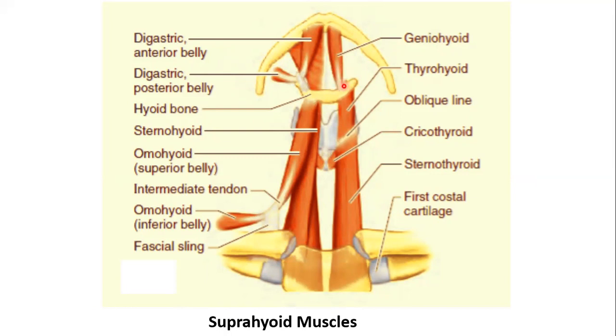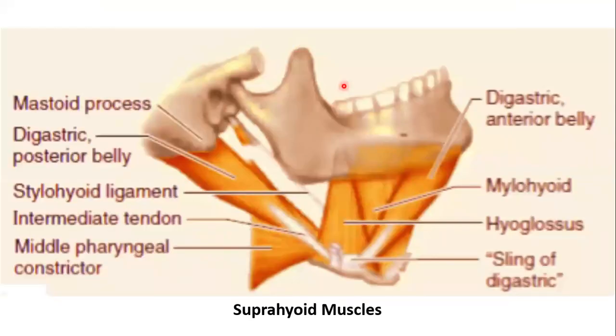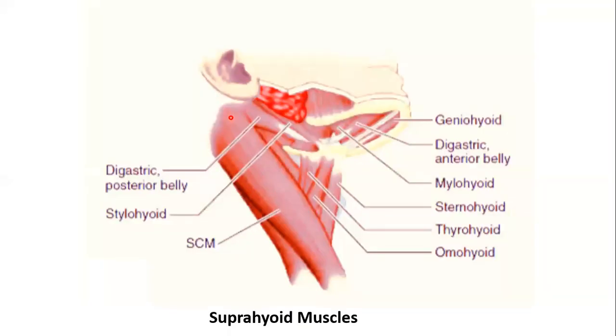And then the stylohyoid. The third muscle is the stylohyoid. You can see there, this is the stylohyoid ligament. This is the styloid process on the temporal bone, and this muscle, the stylohyoid, comes from this styloid process of the temporal bone and inserts into the body of the hyoid bone.